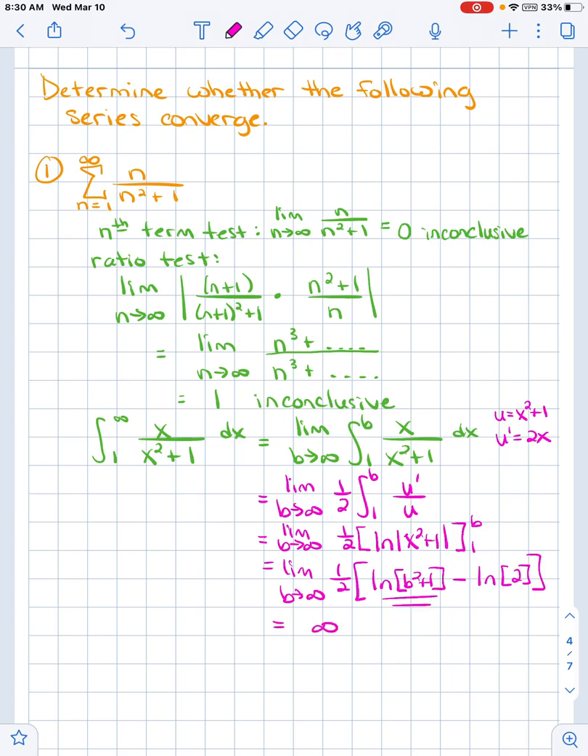As b approaches infinity, I know that this natural log approaches infinity as well. So this is infinite. It doesn't even matter what this is equal to. This is approaching infinity, which means that this antiderivative is diverging, therefore the series diverges. So here's how we rewrite the answer. We say that this sum from 1 to infinity of n over n squared plus 1 diverges by the integral test.